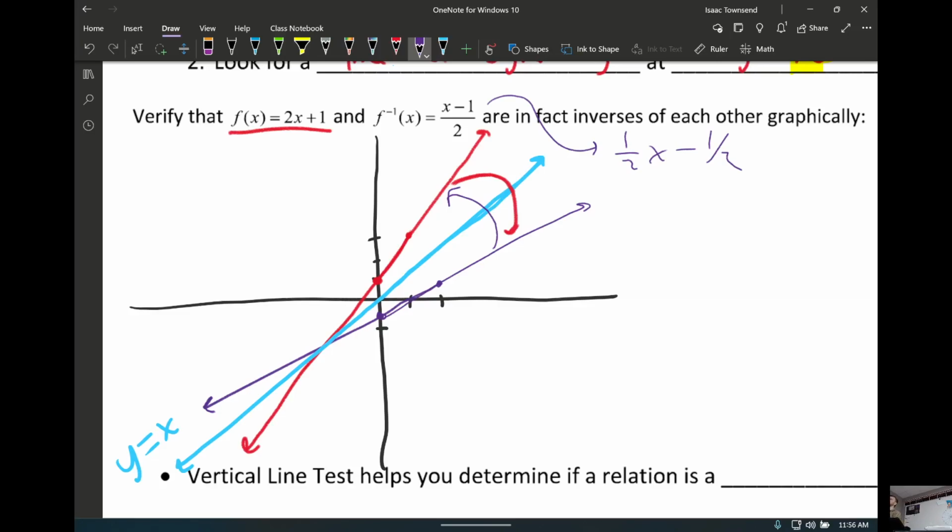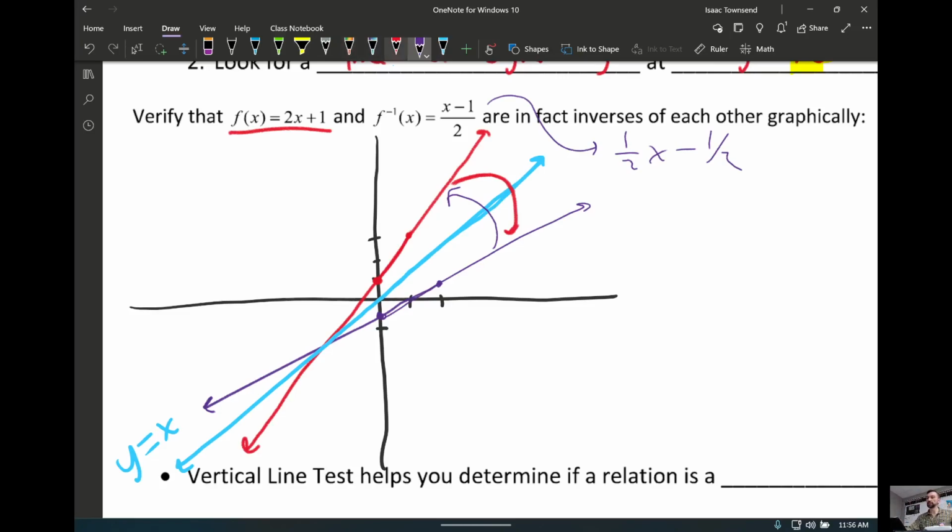If you flip it over that line, it should land on its inverse, and its inverse should flip over and land on its function. So the only reason this doesn't work 100% of the time, it's not good enough for a proof, is because we can eyeball this and there looks like there's this line of symmetry at y equals x, but one of these could just be a tiny, tiny, tiny bit off. So that's why it's not good enough to prove.